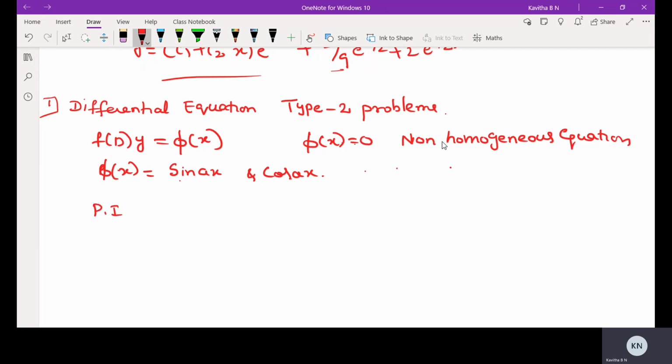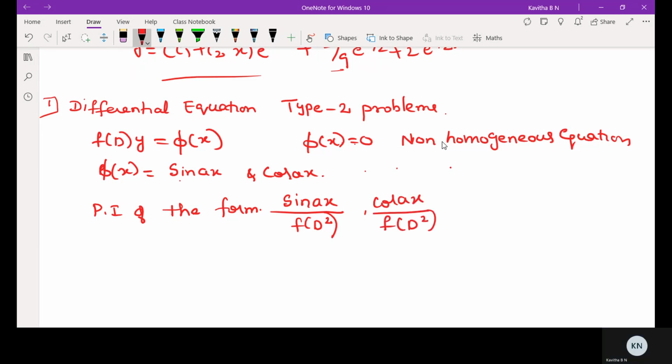The particular integral is of the form sin ax divided by f of D square, and cos ax divided by f of D square. This means that in place of D square we have to substitute minus a square.